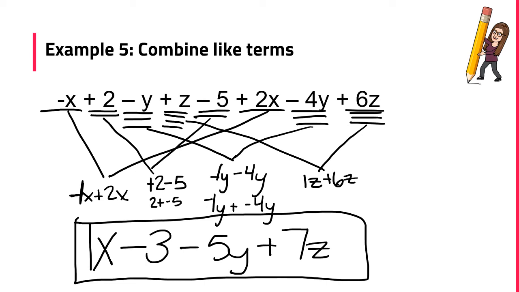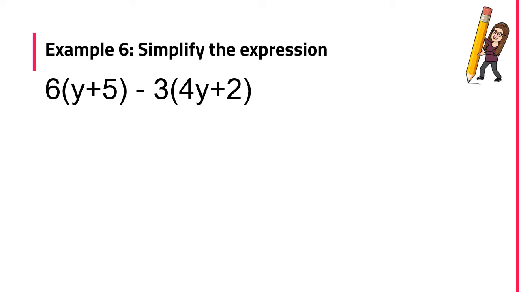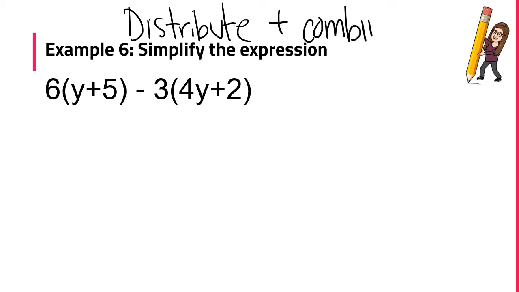So again, if you're a color person, that would be really helpful. But if you're not a color person, then consider drawing those lines to make the information easier to see. All right, but now we're going to combine both ideas. We are going to first distribute, and we're going to combine like terms. We want to go in order.